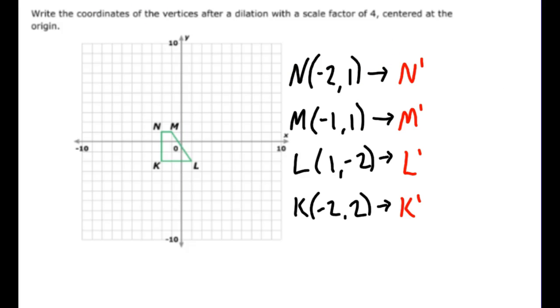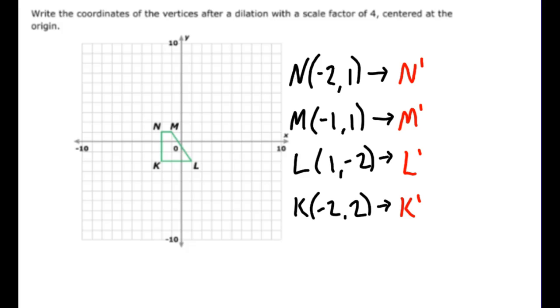The last example, write the coordinates of the vertices after a dilation with a scale factor of 4 centered at the origin. Okay, so I wrote down all the ordered pairs for the vertices N, M, L, and K. So if we have a scale factor of 4, all we have to do is multiply each of these ordered pairs by 4.